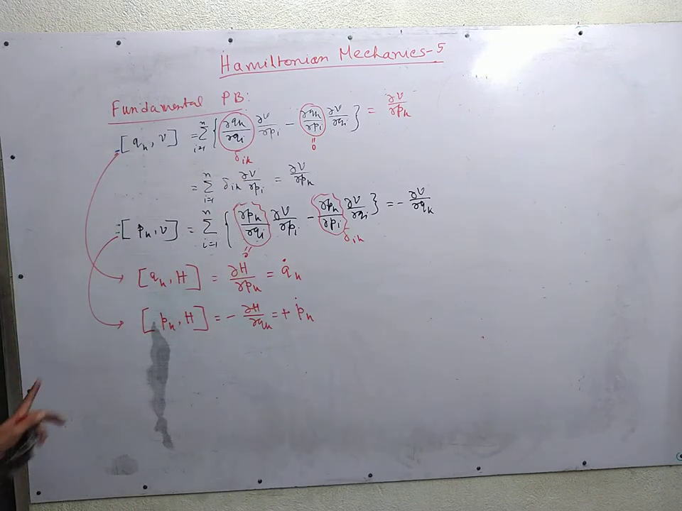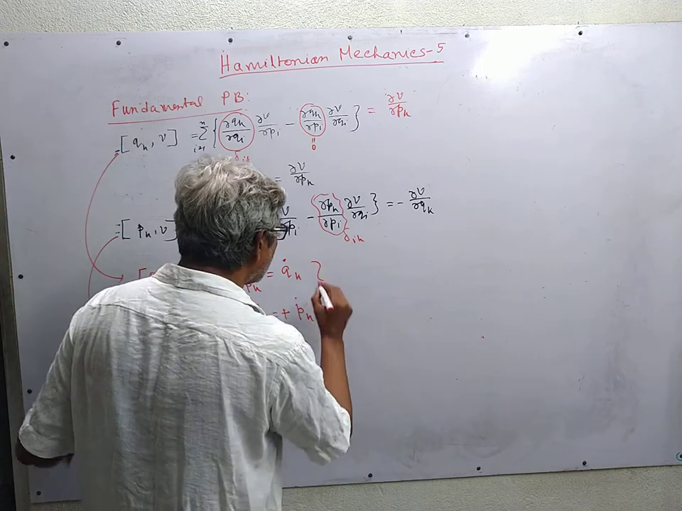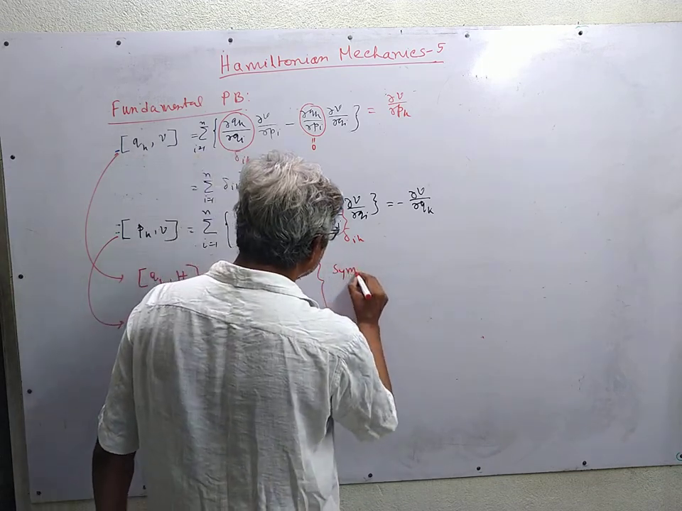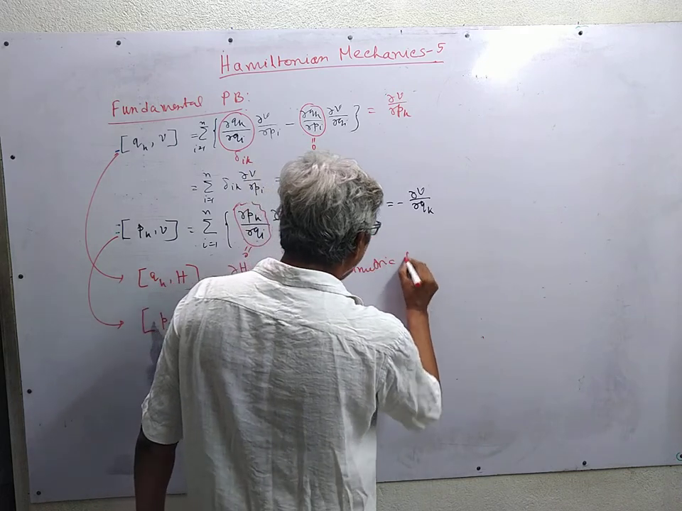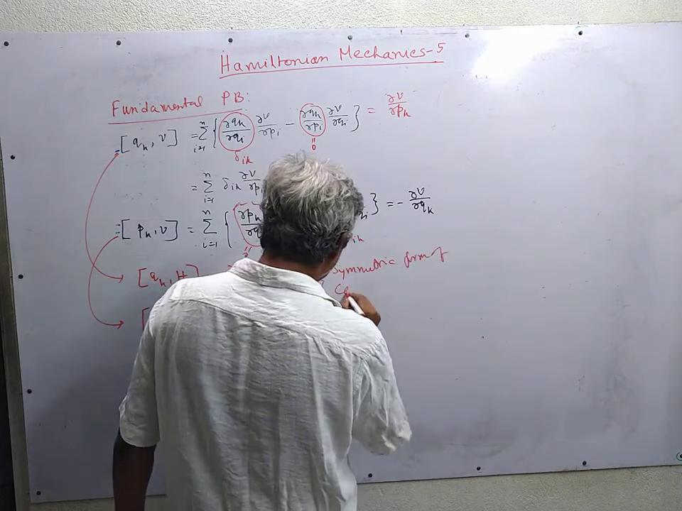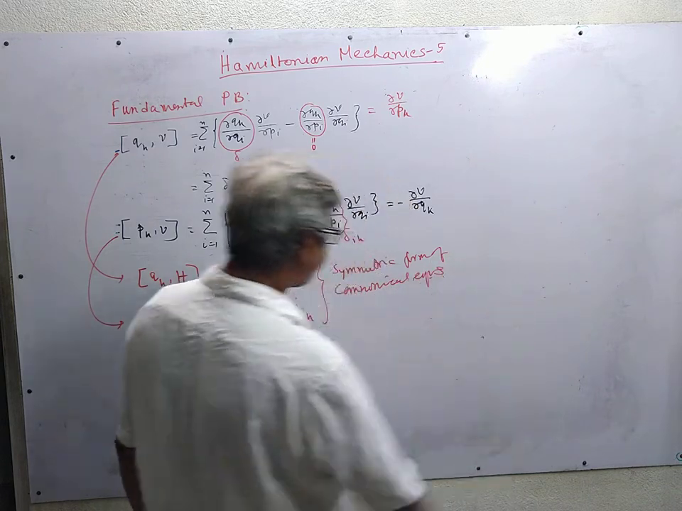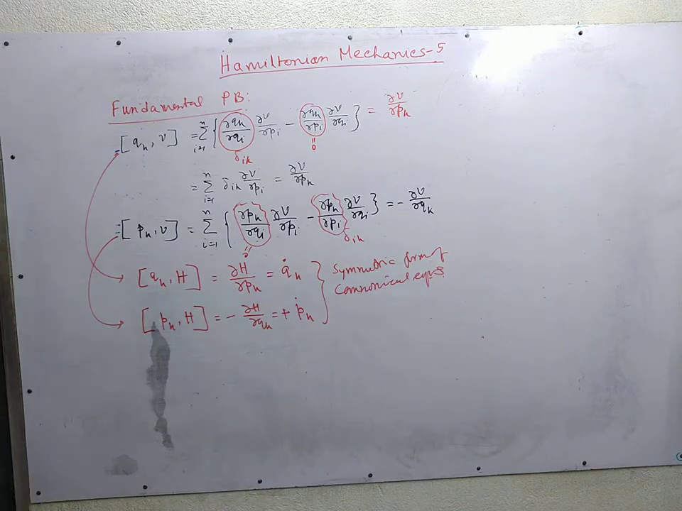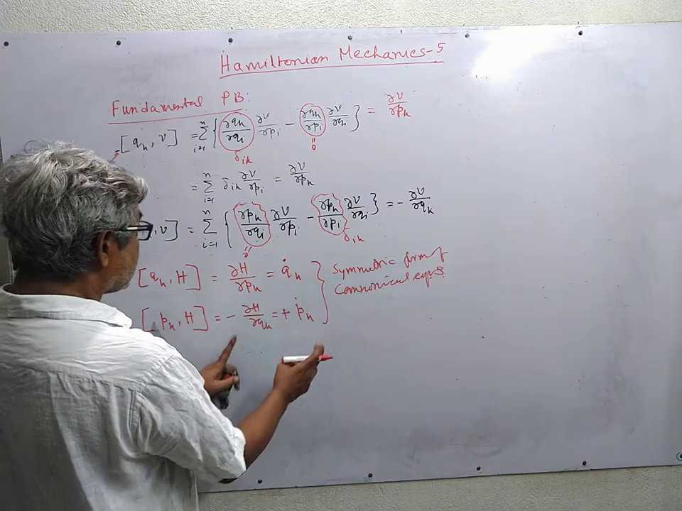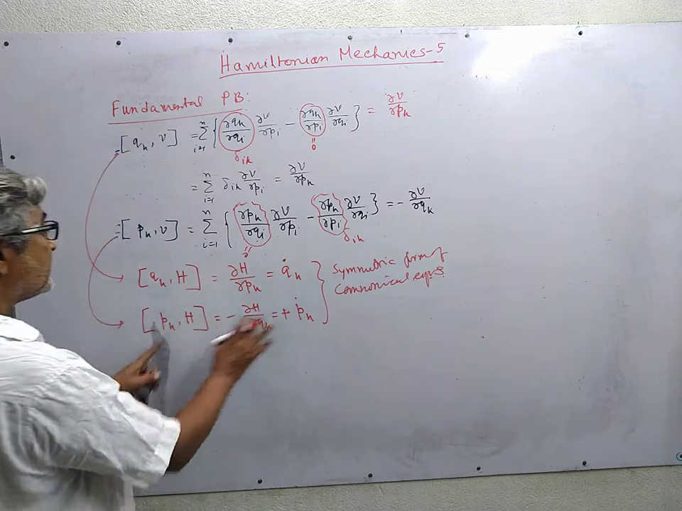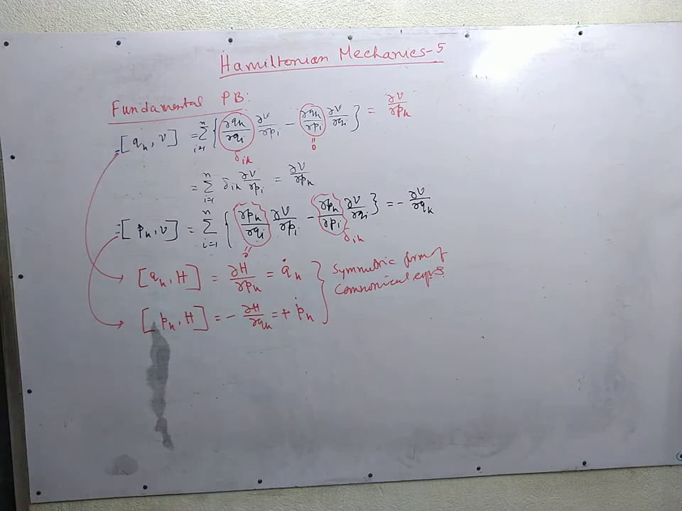So we see that this is the symmetric form of Hamilton's canonical equations. In the original form, when we write Hamilton's canonical equation, this has a plus sign and this has a minus sign. But when we write this equation in terms of Poisson bracket, they have the same sign, so we call it a symmetric form.